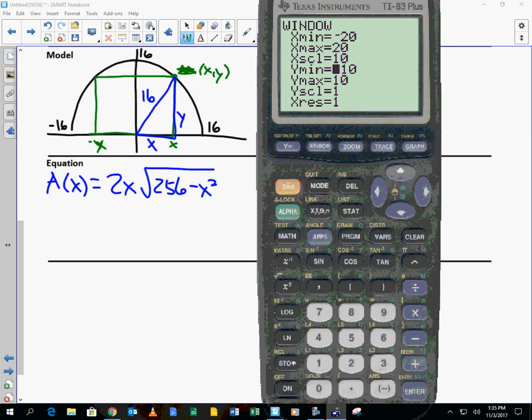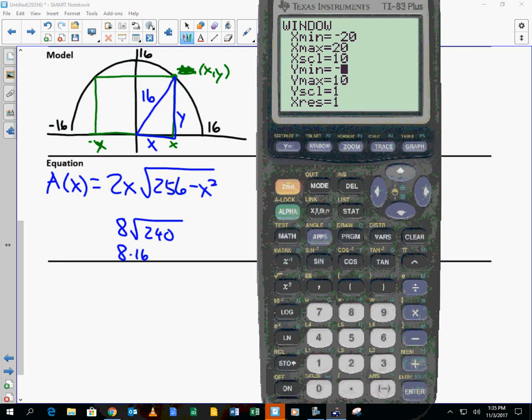Okay, so let's say x was 4. That would make this 8, right? Times the square root of 16, so it'll be a square root of 240, right? Square root of 240. And I don't even need my calculator for this. 8 times square root of 240 is going to be about 16. 8 times 16 is 128, right? So it looks like we're in the hundreds for our y values.